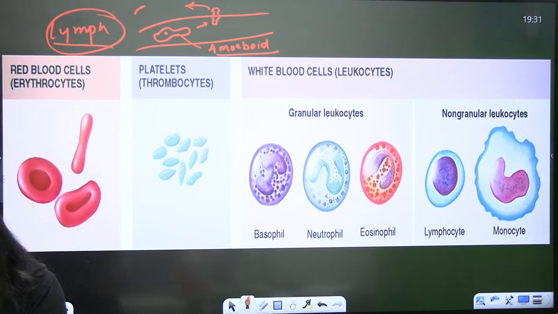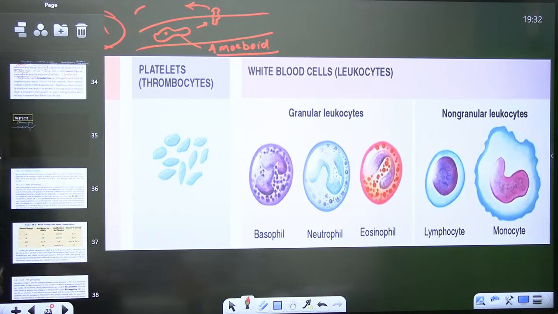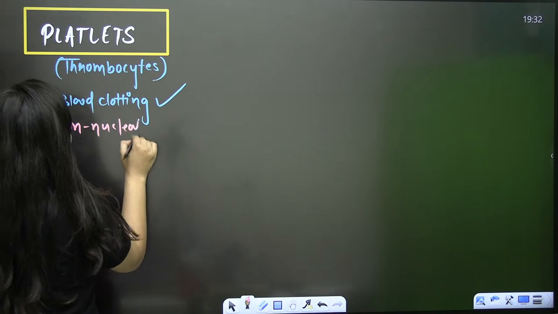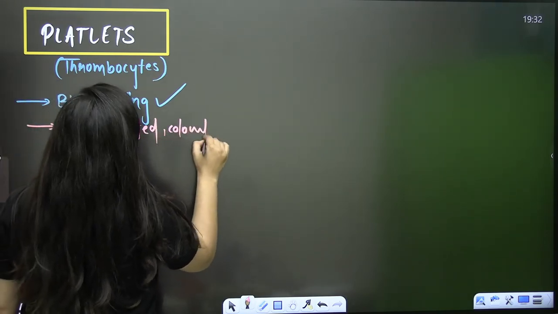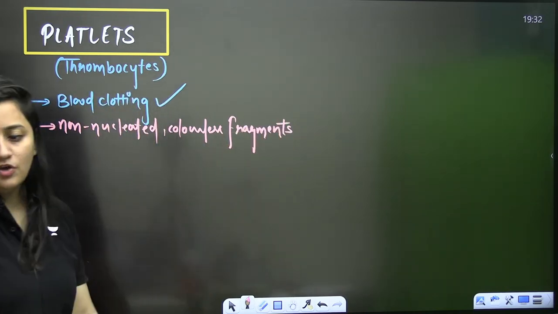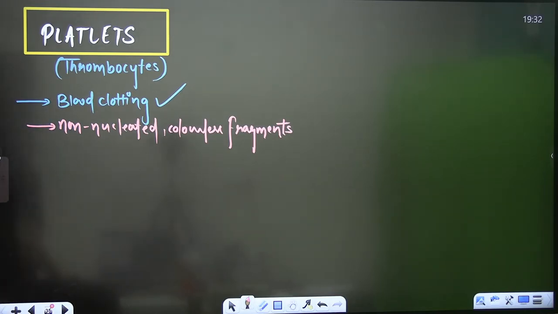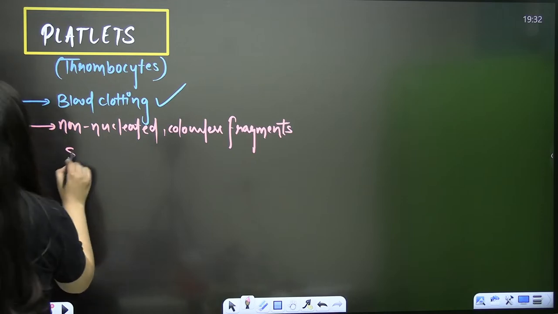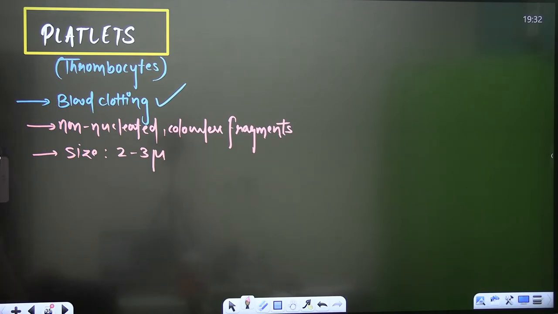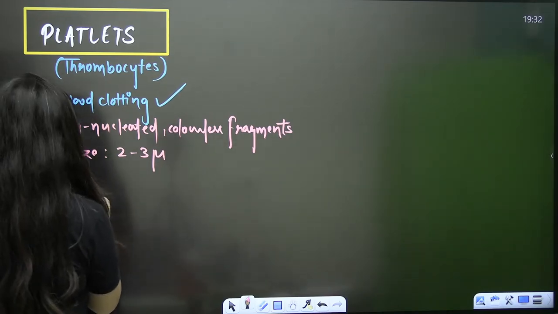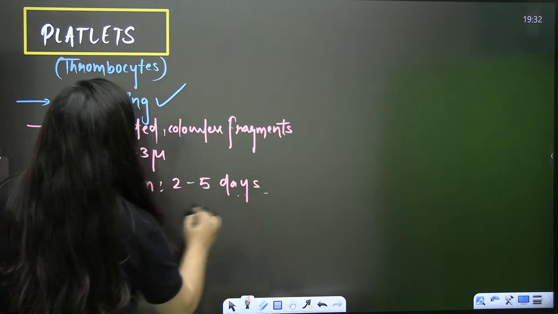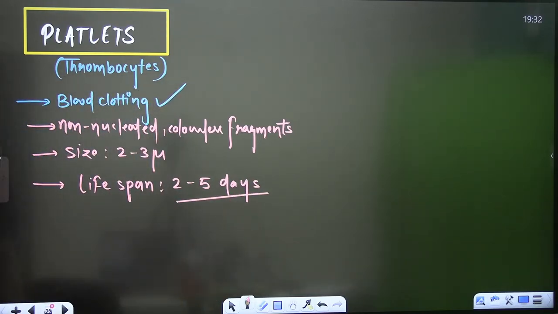Done? Okay, so next is your platelets. They are non-nucleated colorless fragments. Clear? If I talk about their size, it is about 2 to 3 microns, and the lifespan is 2 to 5 days. Okay, its lifespan is what? 2 to 5 days. Done?